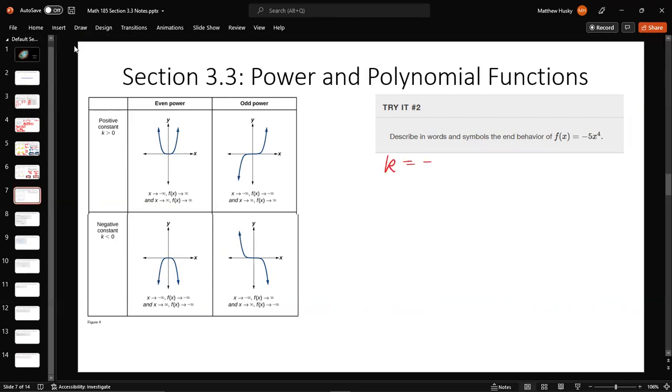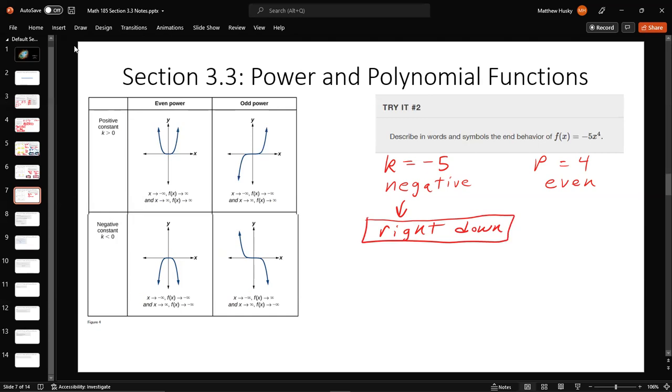So k is negative 5 in this case. That's the coefficient in front. Big factoid about this is the fact that it is negative. The power p is 4. And the noteworthy thing about that is that the power is an even number. So it's negative and it's even. So what does it mean if it's negative? Well, negative tells me the right goes down. So they tell me to say it in English. So there you go. It's right and down.